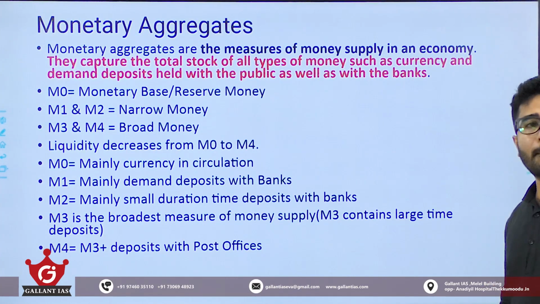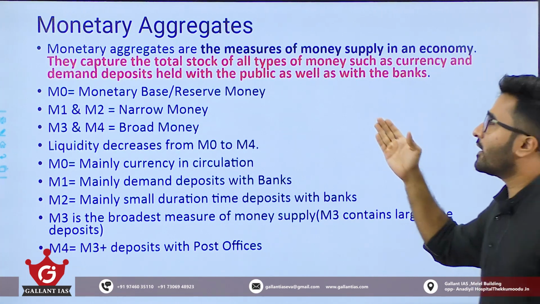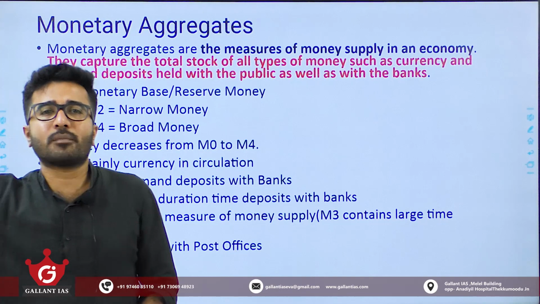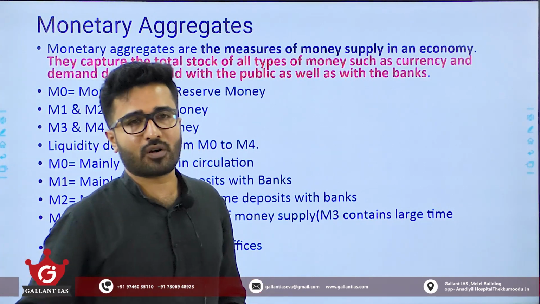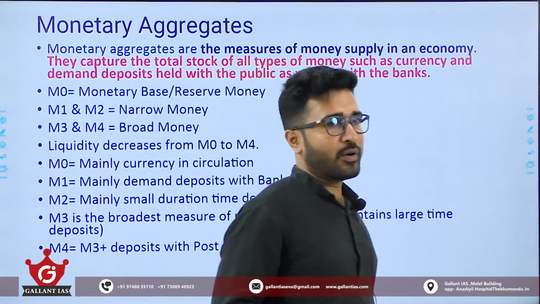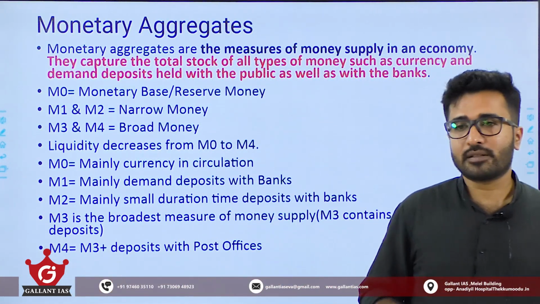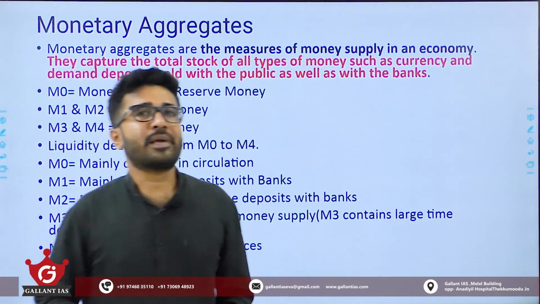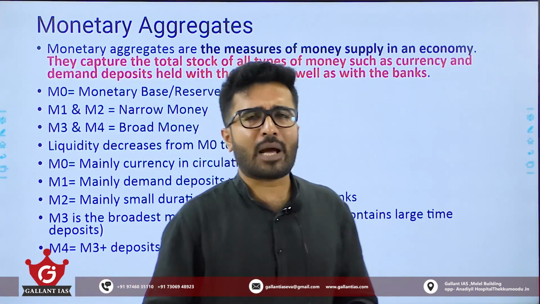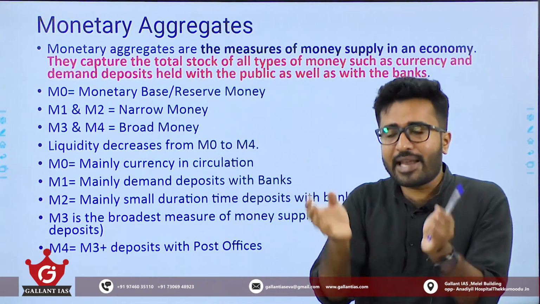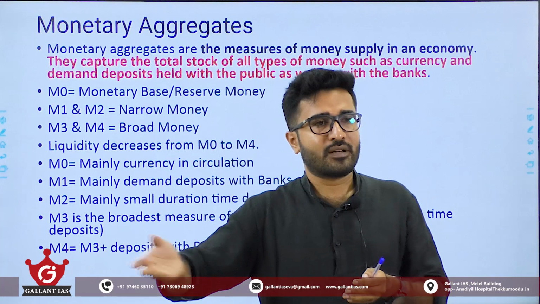M3 and M4 are broad money. Just tell me whether M1 is more liquid than M3 or not. M3 is less liquid. Why is M3 less liquid? Just tell me, M2 or M3, which is more liquid. I mean, what is liquidity? Liquidity means an asset which can be encashed very soon.